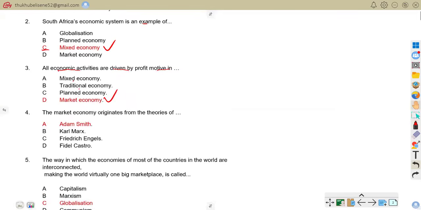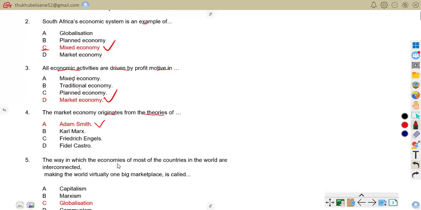Now we are coming to number four. The market economy originates from the theories of Adam Smith, Karl Marx, Friedrich Engels, or Fidel Castro. Adam Smith is the correct answer. The market economy originates from the theories of Adam Smith, who is known as the father of the market economy.